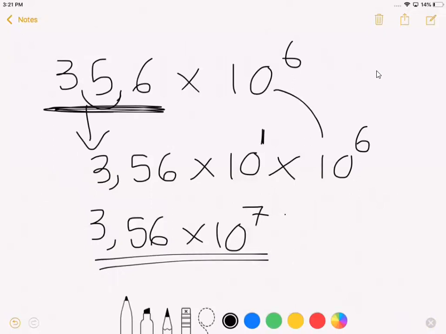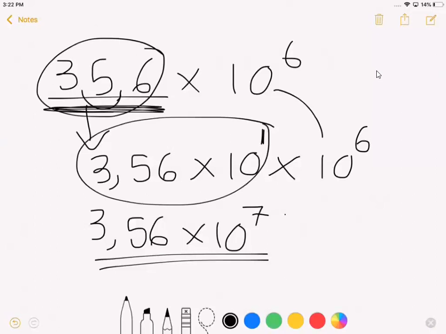So it depends on your final answer. If your final answer after multiplying is in standard form, then you are done. If it's not in standard form, for example, if you get something like this, you still need to change it, then you bring that one down, then you use the law. When you are multiplying, you add the powers.